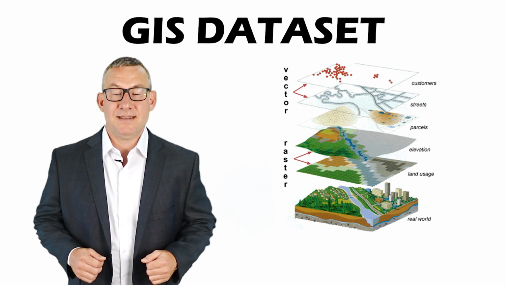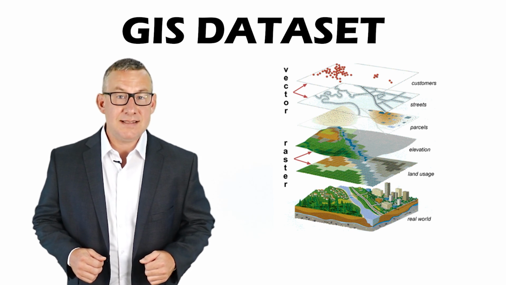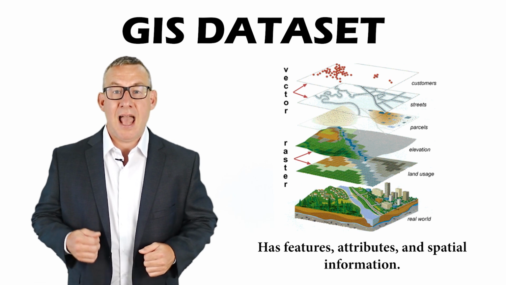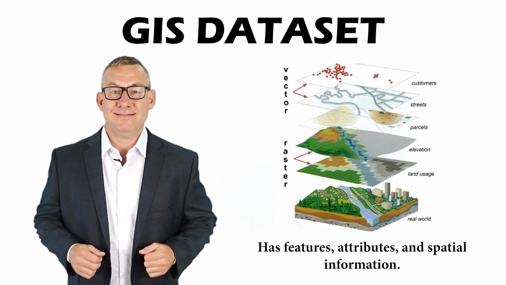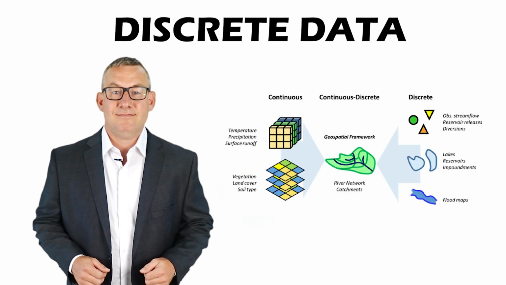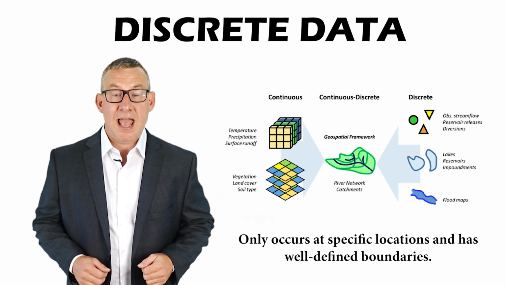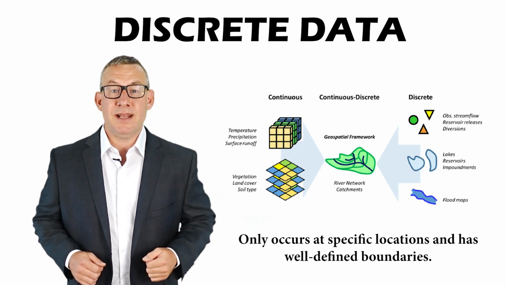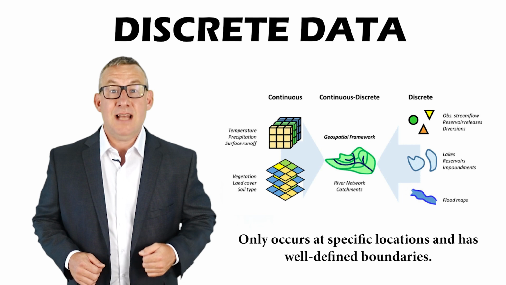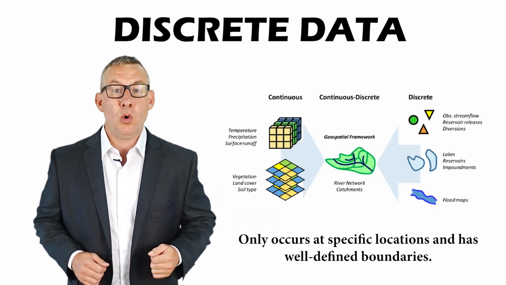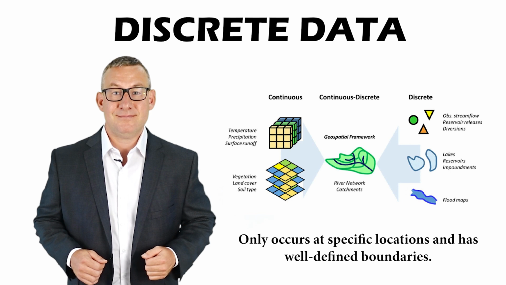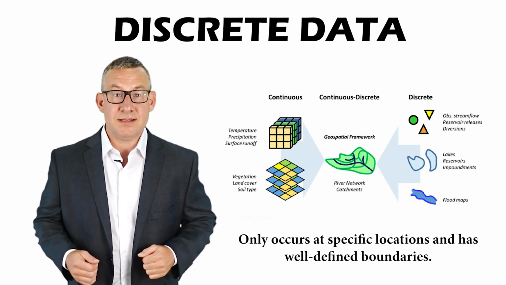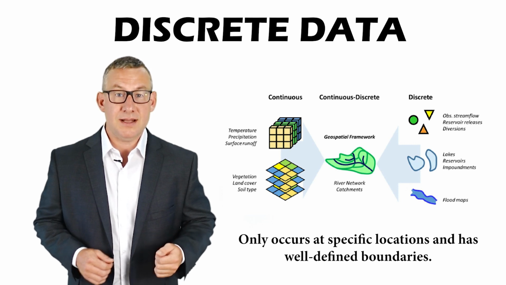A GIS dataset must have features, attributes, and spatial information. Discrete data only occurs at specific locations and has well-defined boundaries. Discrete data is usually in vector format. Discrete data is also called categorical or discontinuous data. Features or areas in a discrete dataset can be assigned one of a predetermined set of categories.